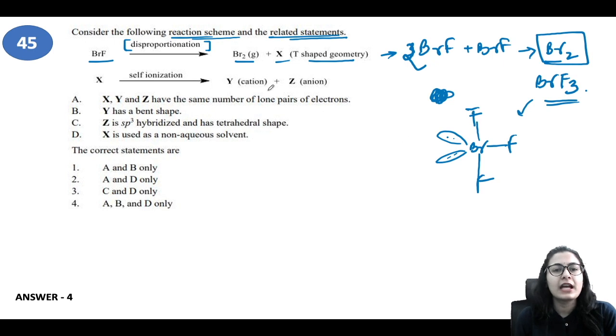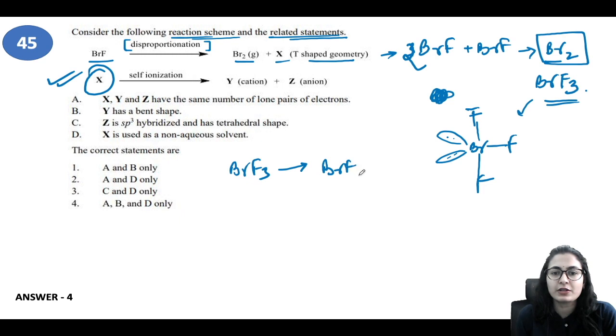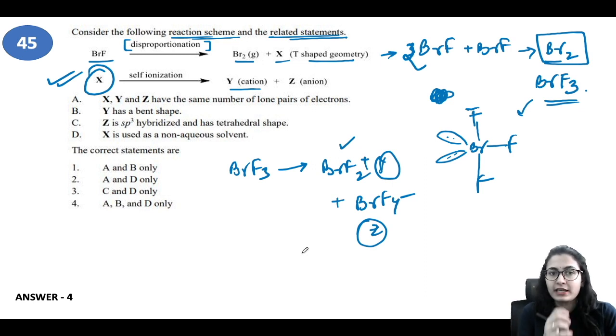Okay. Now X undergoes self-ionization. This is a reaction from solvent system. Okay, so BrF3 is going to undergo self-ionization to give you BrF2 positive and BrF4 negative. Okay, this is the cation and this is the anion. So this is Y and this is Z. Alright, now X, Y and Z have the same number of lone pair of electrons.